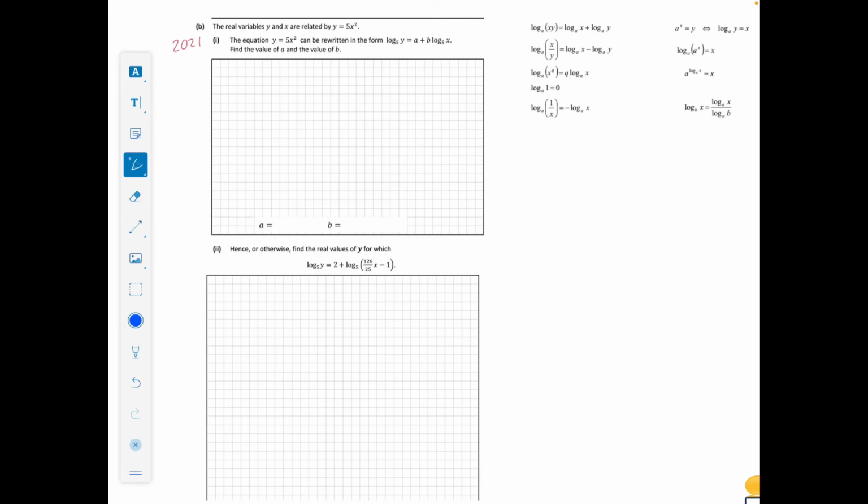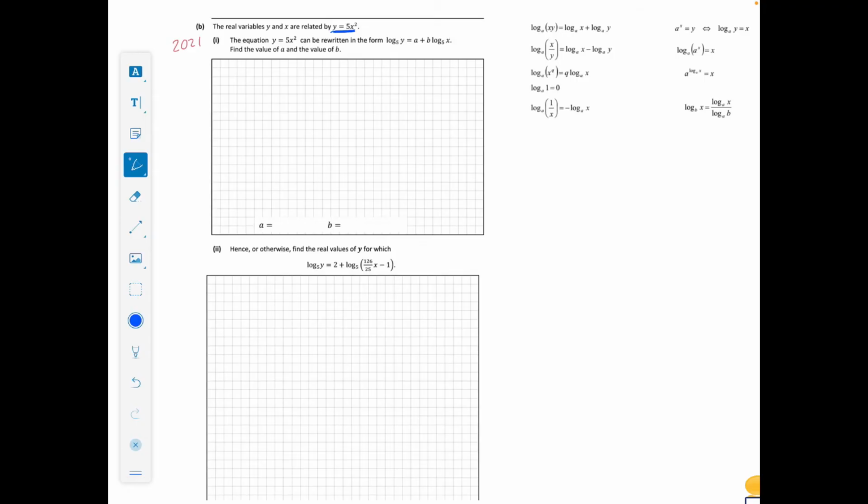So now moving on to the 2021 log question. At first glance this question looks a little tricky, but we're going to work through it nice and slowly, use our logs, use what we've learned, and then hopefully it should make sense. The real variables y and x are related by y is equal to 5x squared. That's obviously going to be a key bit of information, so put a mark under that.